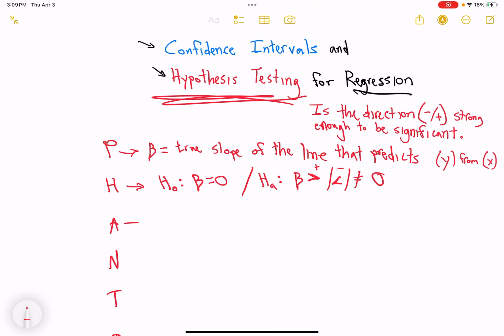Our assumptions are a little different this time. Now, some of them are the same. We use LINER as our little acronym for this one.